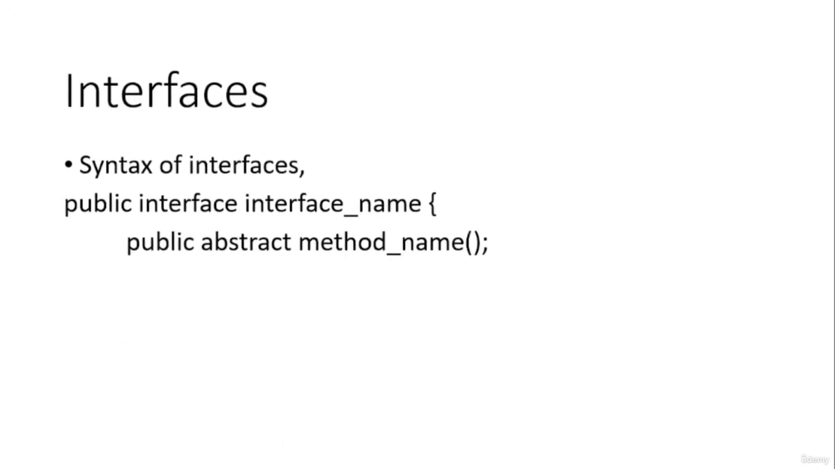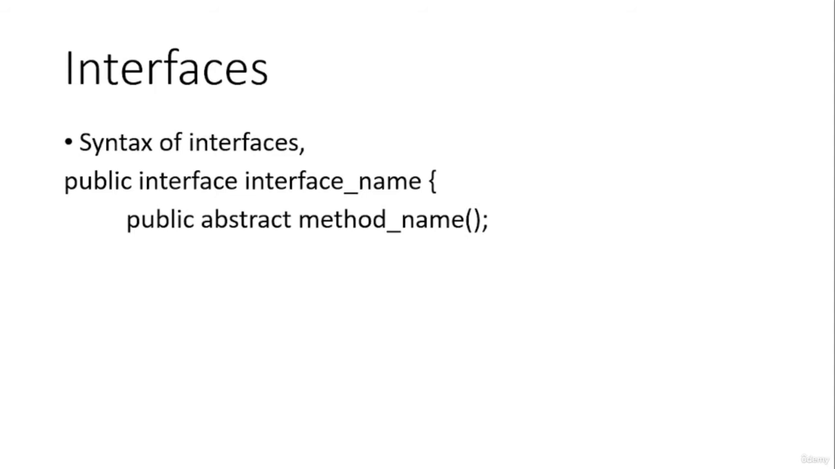Now let us see the syntax of interfaces. Here is the syntax: the interface keyword, followed by the public interface name, followed by the abstract methods inside the interface. As discussed, interfaces can also have private, default and static methods. We will discuss that in the practical for this session. So let us see the practical for this session.